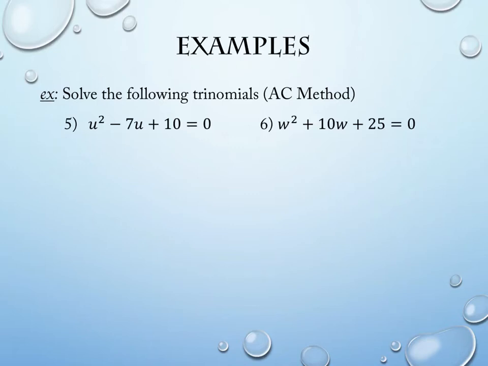We've got our first example, u squared minus 7u plus 10. So the AC method says to take a times c. The a term is the one that's multiplied by u squared. That's 1 here. The c term is the one at the end, the constant. That's a 10 here. And we will get 10. Agreed? 1 times 10 is 10. The b value is the coefficient in the middle. We're just going to identify it. It's negative 7.